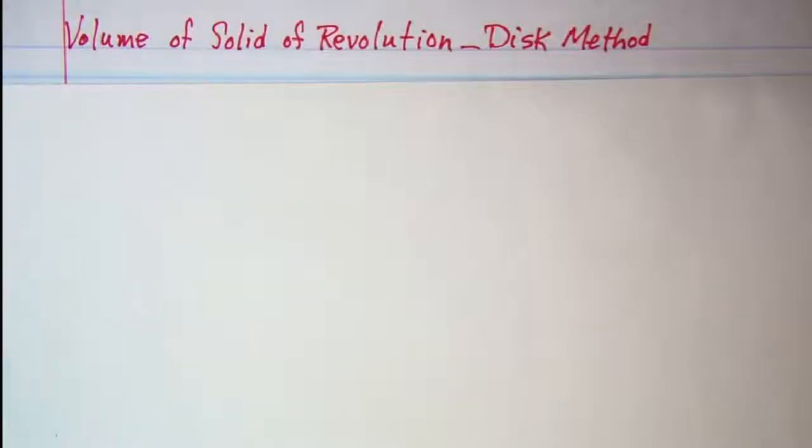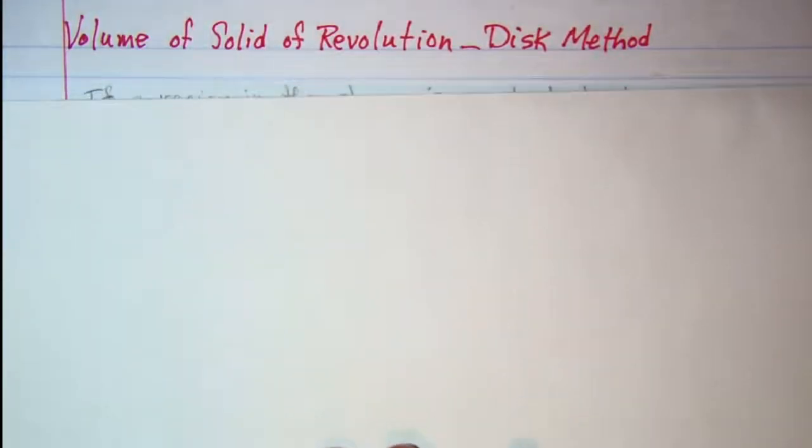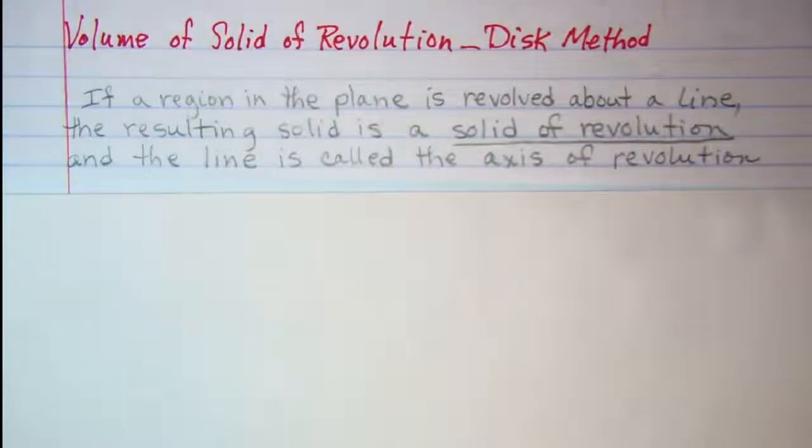In this video, we'll be talking about how to find the volume of a solid of revolution using the disk method. If a region in the plane is revolved about a line, the resulting solid is the solid of revolution, and the line is called the axis of revolution.